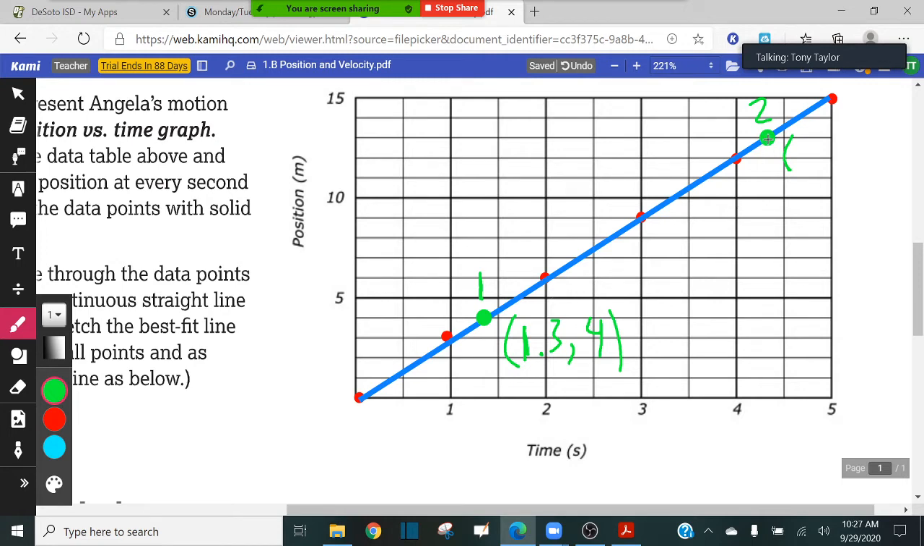Okay. Now let us figure out the x value and the y value here. So here we have our second point, which is somewhere between 4 and 5. So this midpoint here is 4.5 seconds, which means this point here is somewhere around 4.3.